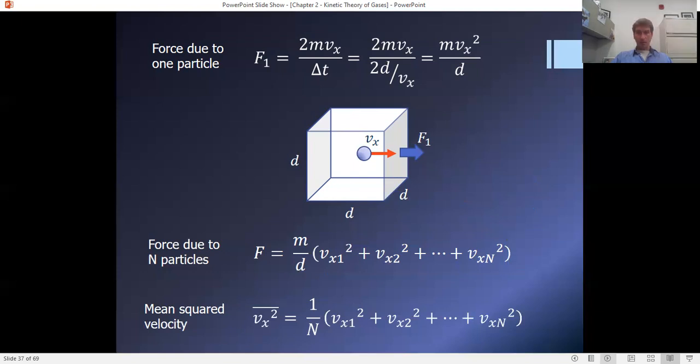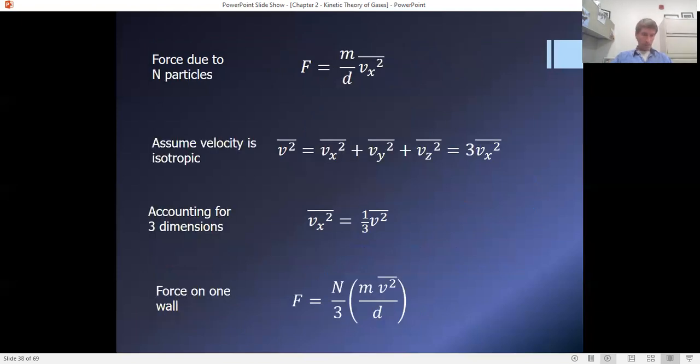And our new expression becomes this. This is the force due to n particles on average. Okay, and again, we only have a force when the particle's actually hitting, but if n is really, really large, much greater than 1, maybe Avogadro's number, 10 to the 23rd power.